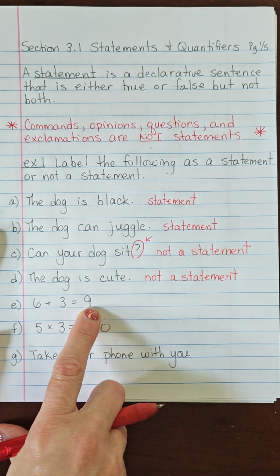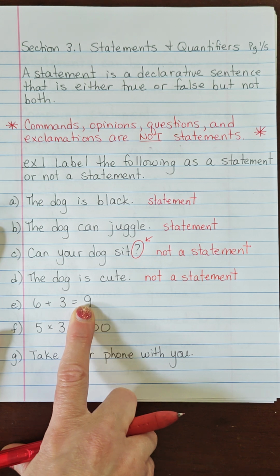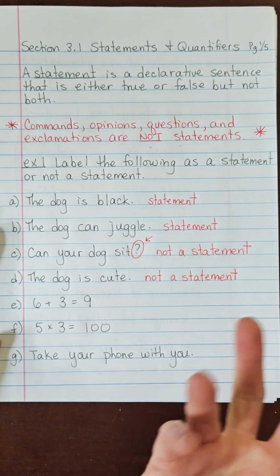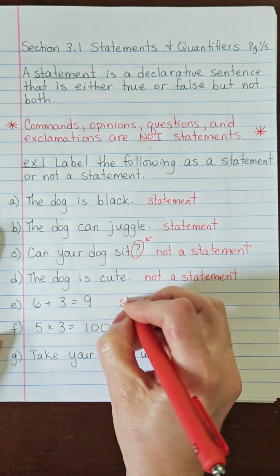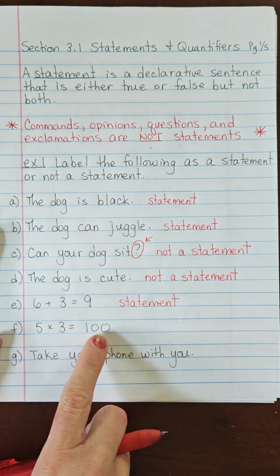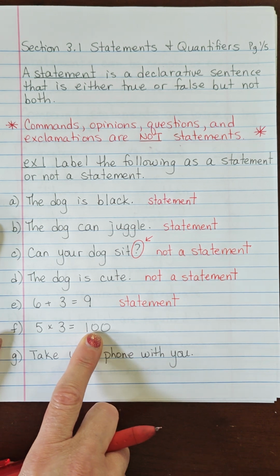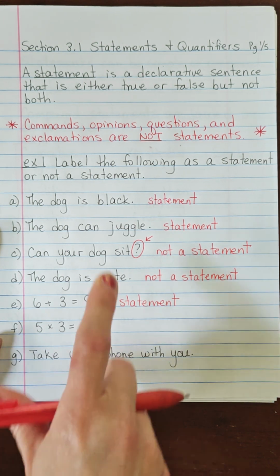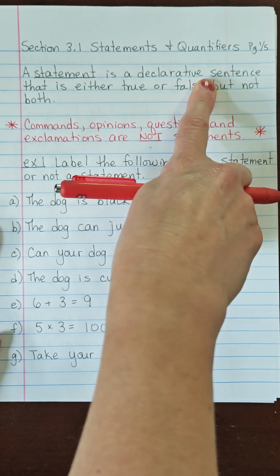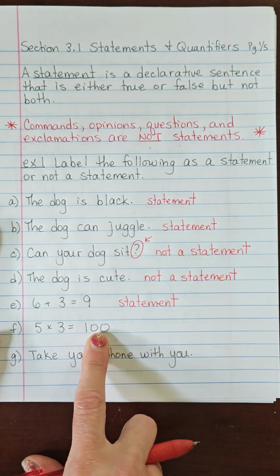Six plus 3 equals 9. You might not think about a mathematical equation like this as being a statement, but it is. It's a declarative sentence, and it's true. So there you go. Statement. 5 times 3 is 100. Now remember, just because it's a false statement doesn't mean it's any less of a statement, okay? It's a false sentence here. It's still a declarative sentence. It's either true or false, but not both. That's false, but it's still a statement.